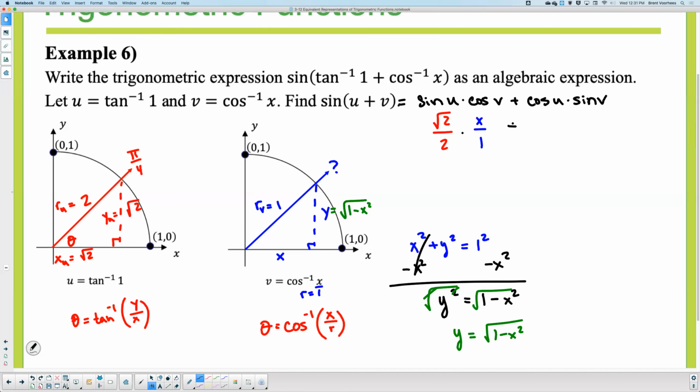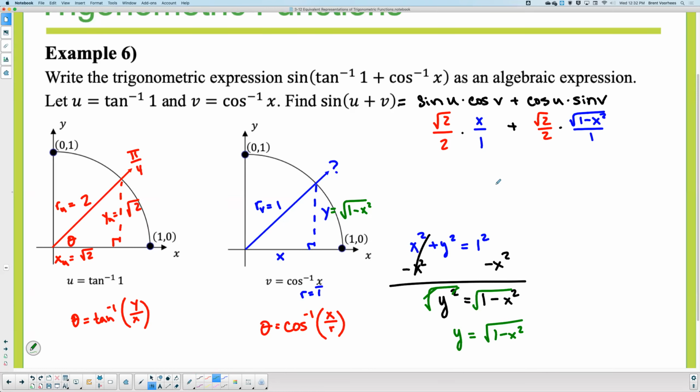Now that's going to add to cosine of u. So I go back over here to u. What is the cosine of this triangle? Square root of 2 over 2. And that needs to multiply times the sine of triangle V. What's the ratio for sine? y over r. So it'd be the square root of 1 minus x squared over 1. We'll simplify and we'll have our solution.